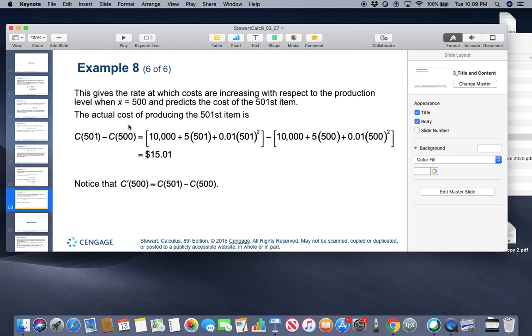Now the actual cost of producing the 501st item is C(501) minus C(500). Look, this is very close to the derivative at 500. So the derivative at a large enough number gives you an approximation to the actual cost of producing the (n+1)st item.